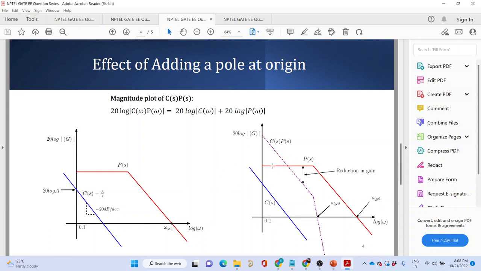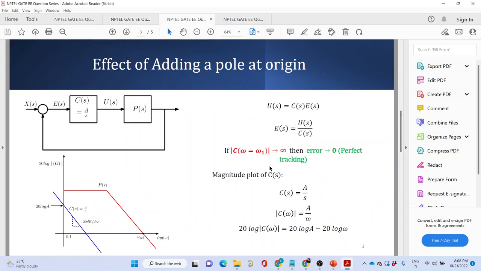Because for tracking a signal, the key point is to have a high gain. That is the key point. That is what I told in the previous slide. The basic philosophy, if you want to track X(s), is that at the frequency at which the signal is, the gain of the controller must be very high.